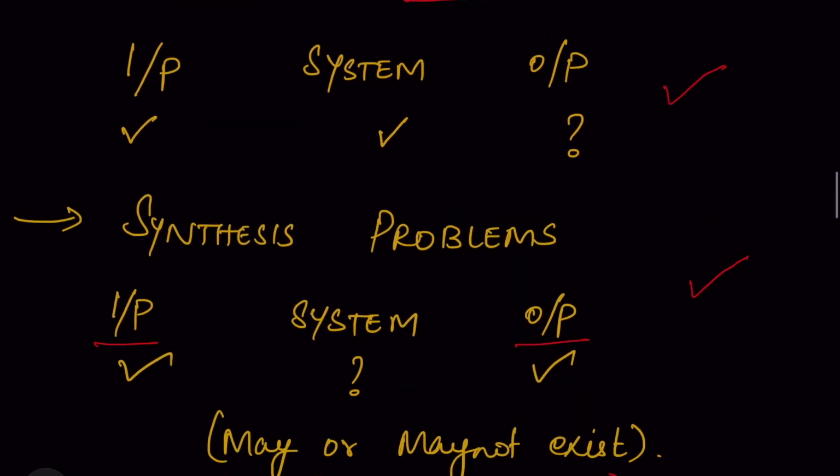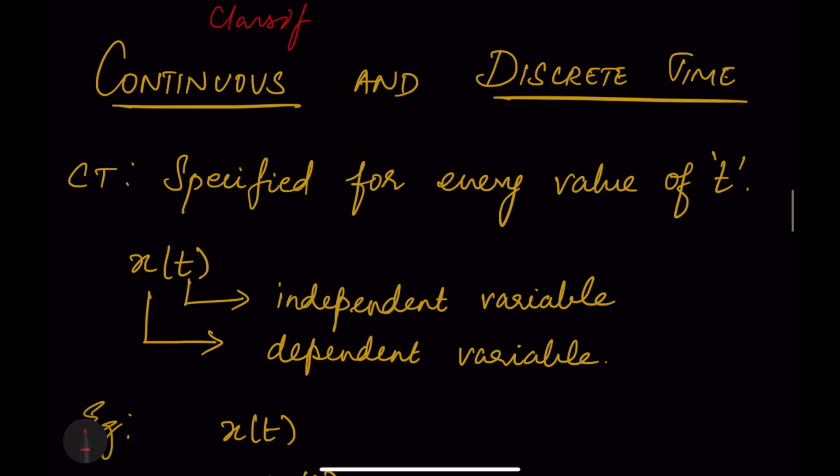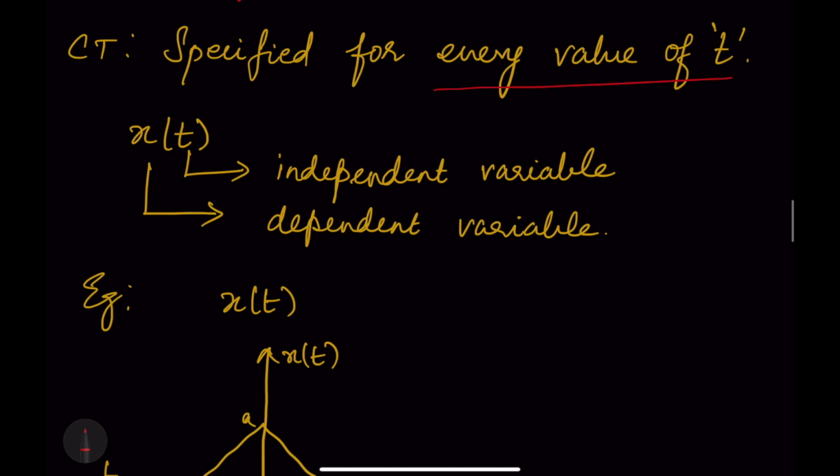Now coming to continuous and discrete time signals. In classification of signals, first let's discuss what a continuous time and discrete time signal is. What do you call a continuous time signal? A signal which is specified for each and every value of t is what you call a continuous time signal. How will you represent a continuous time signal? A continuous time signal is represented by x of t. We have already seen t is an independent variable and x is a dependent variable.